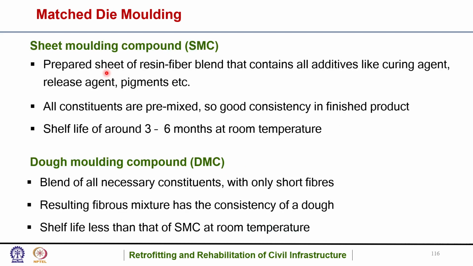They are basically prepared sheet of resin fiber blend that contains all additives like curing agent, release agent, pigments, etc. All constituents are pre-mixed, so good consistency in finished product. Shelf life of around 3 to 6 months at room temperature. Then Duff molding compound DMC, blend of all necessary constituents with only short fibers. Resulting fibrous mixture has the consistency of a Duff. Shelf life less than that of a SMC at room temperature.